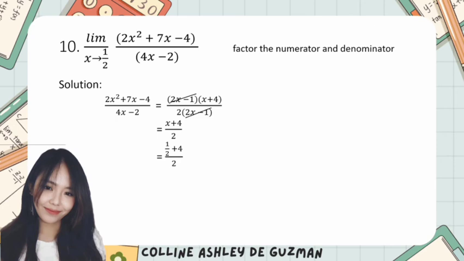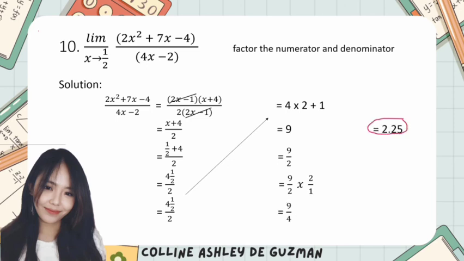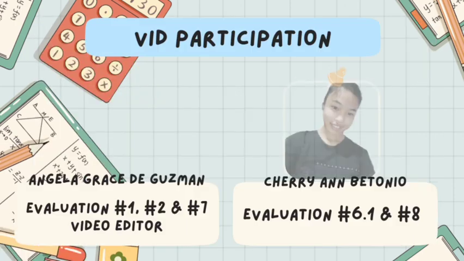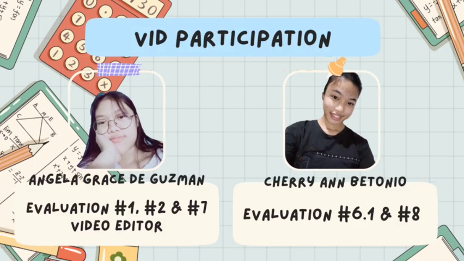So, magiging 1/2 plus 4 over 2. So, 1/2 plus 4 equals 4 and 1/2 over 2. So, hanapin lang natin yung reciprocal ng 4 and 1/2. So, 4 times 2 plus 1 equals 9. Then, ilagay lang ulit natin yung value ng denominator which is yung 2. Then, cross multiplication, 9 times 1, then 2 times 2 will give us 9 over 4. So, the final answer will be 2.25.